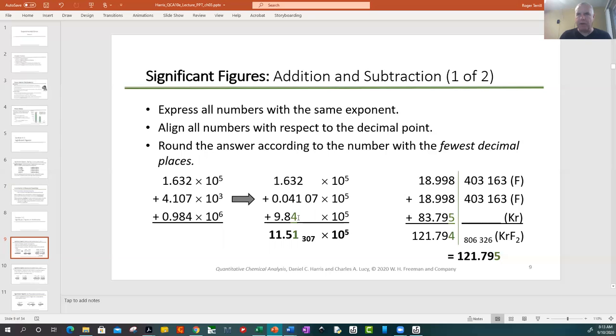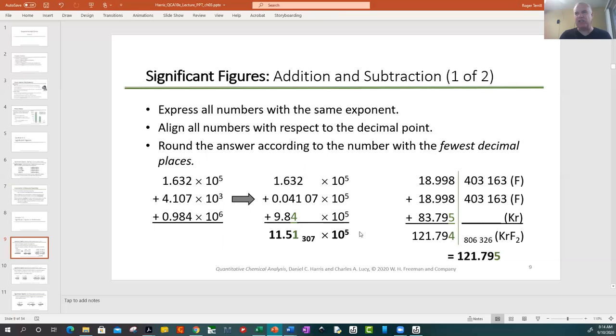But the trouble is that you don't know what these digits are. It's 9.84, and then we don't know. So when you report that number, you can't take 7 plus don't know equals 7. That's not true. 7 plus don't know is don't know. 7 plus 9 or 7 plus 1 or 7 plus 0, we just don't know. So the proper significant figures for this answer is 11.51 times 10 to the 5.